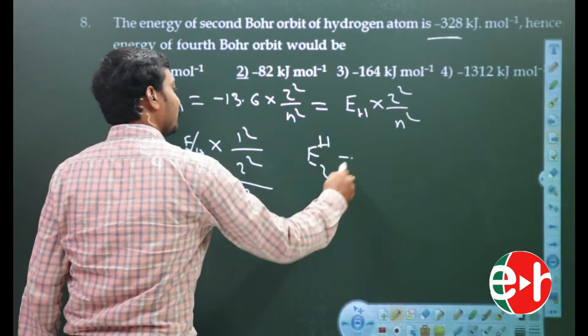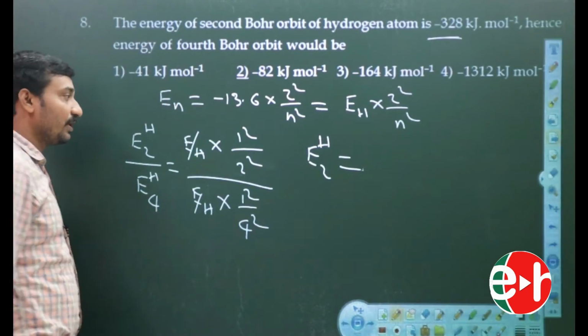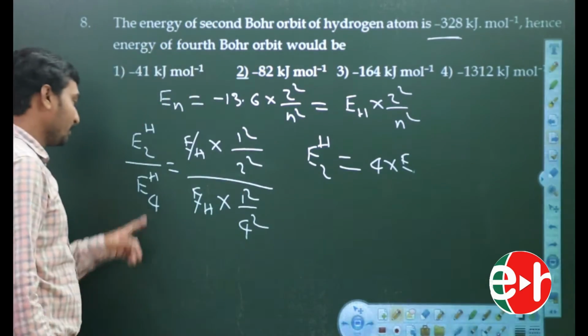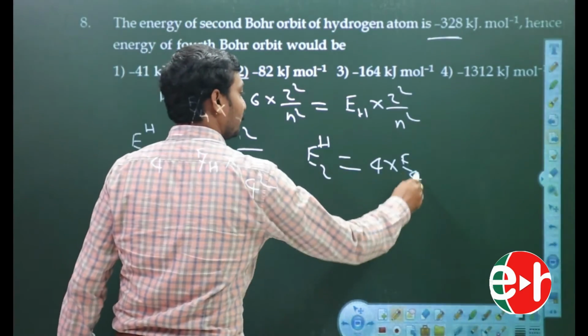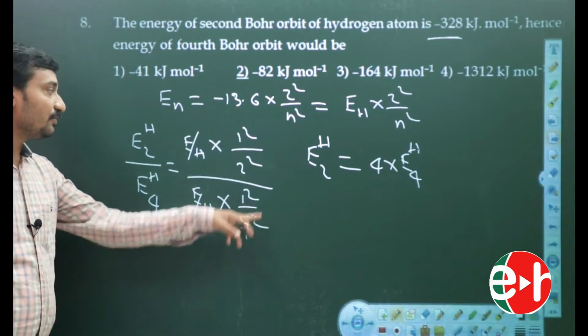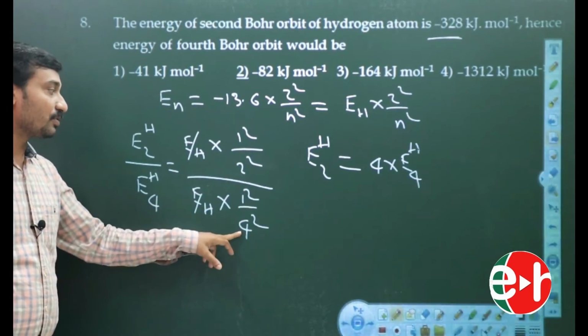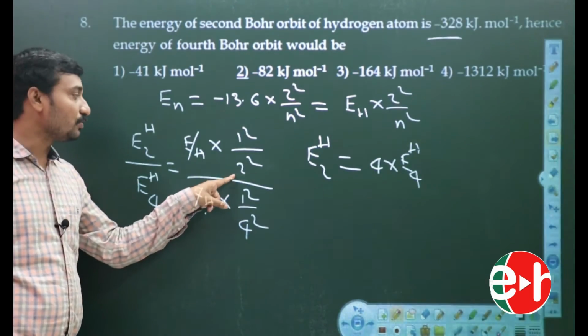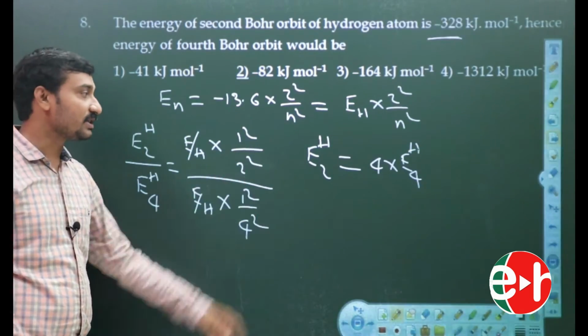So E2H is equal to 4 into E4H, because this value is 4: 1 by 2 square by 1 by 4 square, reciprocal, 4 square by 2 square, 4 square is 16, 2 square is 4, 4 4s are 16.